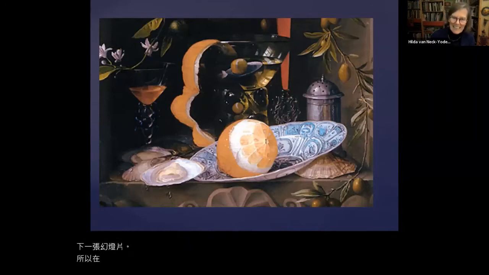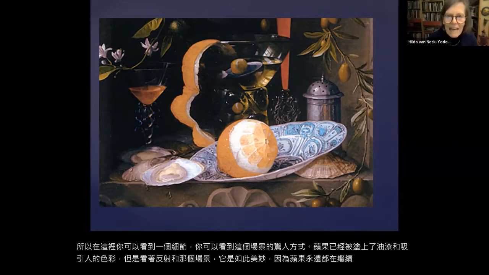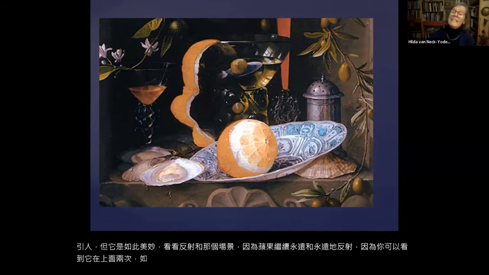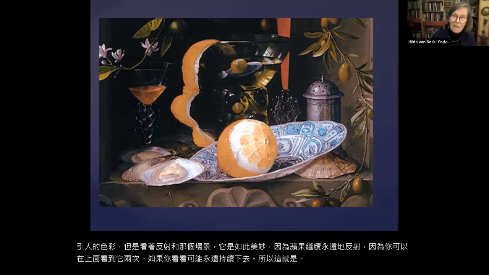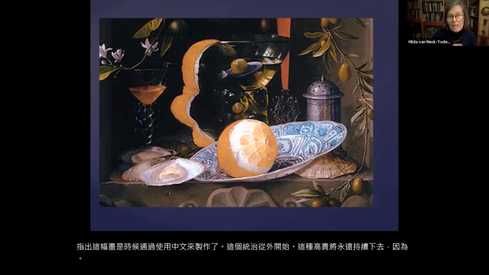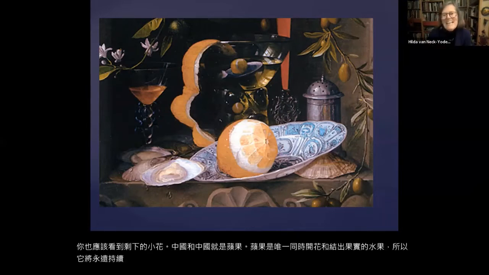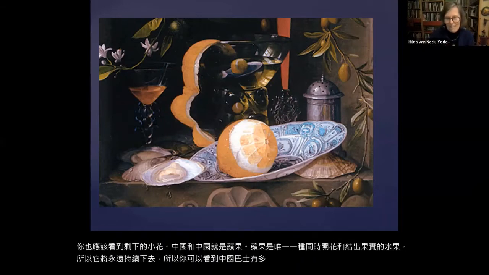So here you can see a detail. You can see the amazing way this Sinas apple has been painted, and the peeling. But what is so fantastic is look at the reflection, and that Sinas apple continues to reflect forever and ever, because you can see it above there twice. And if you look, it probably continues forever. So that is the point that this painting is trying to make through the use of Chinese objects, that the reign of this stadthouder, this nobility, will last forever. Because you also see the little flower to the left, the Sinas apple is the only fruit that has blossoms and fruits at the same time. So it'll go on forever. So you can see how important China was for this family, and I'll talk more about it later. Please continue.